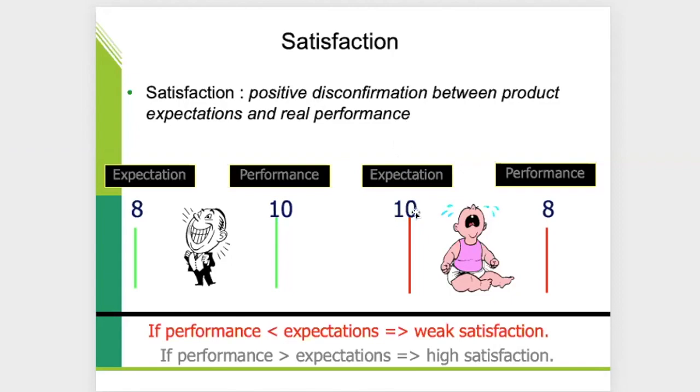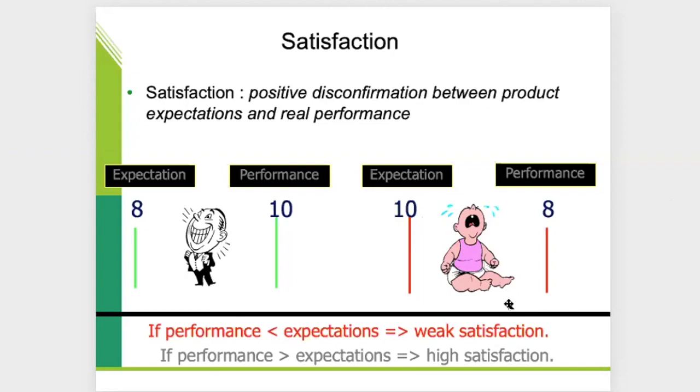On the other side, if you expect more than you perceive, for example, you expect a 10, but you perceive only an 8, then you will have weak satisfaction. It will be a negative disconfirmation between product expectations and real performance. In this case, you will have dissatisfaction.